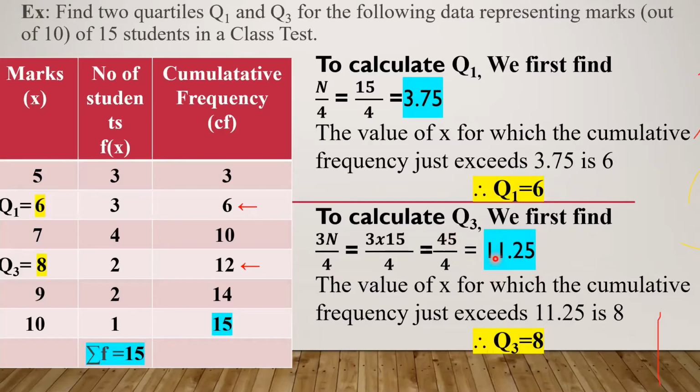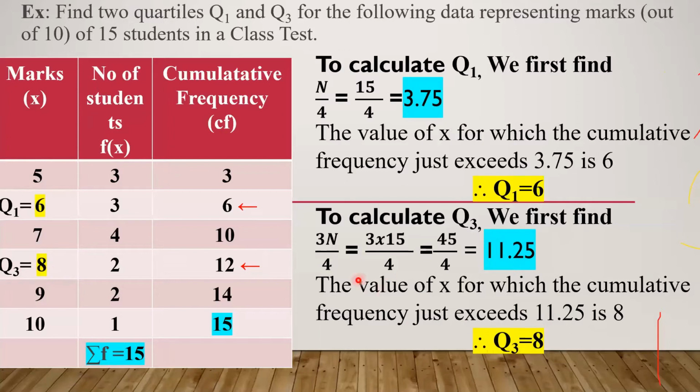Then what you have to do? Look at the cumulative frequency column and start reading from the top and stop at the place where the cumulative frequency becomes bigger than 11.25. Okay. So we will start from here. It is 3, it is less than this, move ahead. It is 6, less than 11.25, again go ahead. It is 10, still less than this, so you still have to move ahead. It is 12, yes, it is greater than 11.25. Make an arrow here and see for which value of X it is. It is for 8. So Q3 is equal to 8.